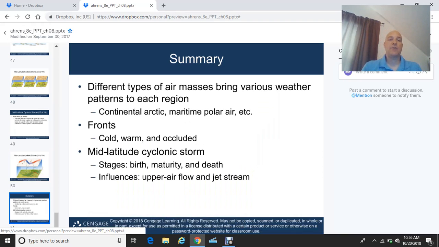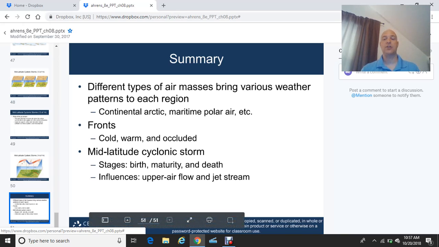All right, that wraps things up. We talked today in the lesson about air masses, the different types, frontal systems, cold, warm, and occluded, and we even threw in a stationary front there. Mid-latitude cyclones as well.